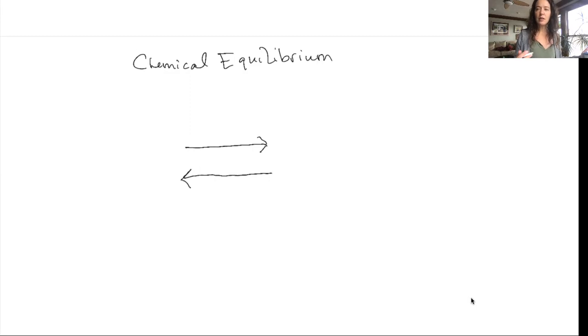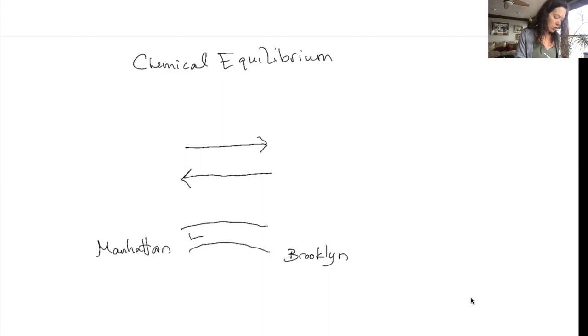Okay, think of it as like a bridge. Let's say that you've got a bridge that connects New York to, I don't know, Brooklyn. Or Brooklyn to Manhattan? Is there something like that? I might be totally wrong, right? But there's a bridge, okay? And it connects them, and cars can drive over this bridge, right?